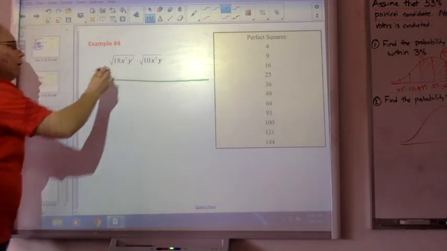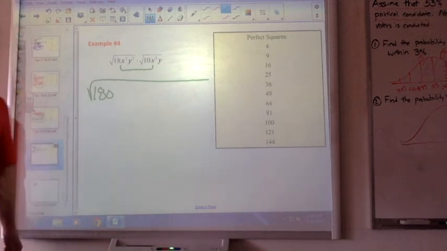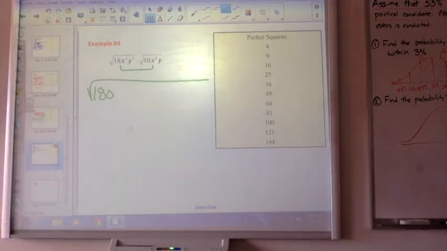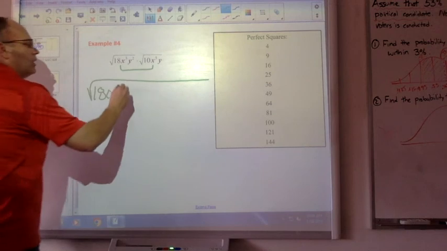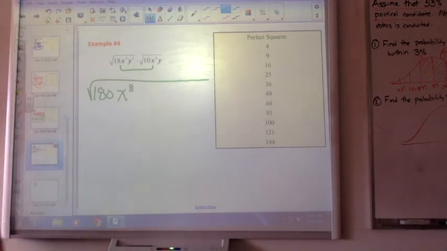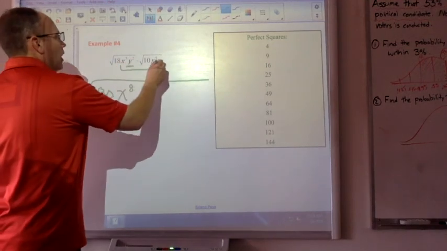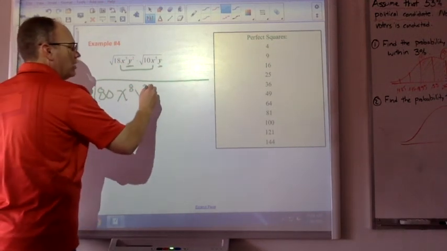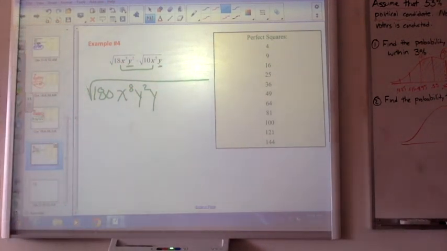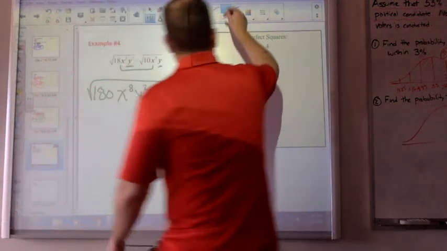Uh-oh. Like bases. When being multiplied, what do I do to the exponent? Add them. So I get x to the third times x to the fifth. I add the exponent, so I get x to the what? 8. Is x to the 8th a perfect square? It's even, so it better be. Okay, cool. Then I have y squared and y. I'm actually going to keep that as y squared y. I'm not going to change it to y to the third because y squared is a perfect square. Agree?